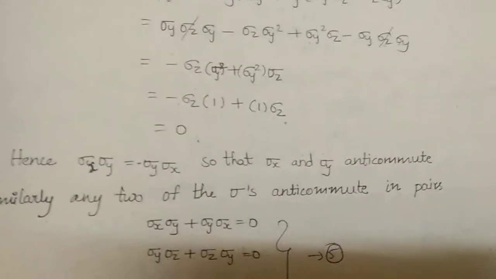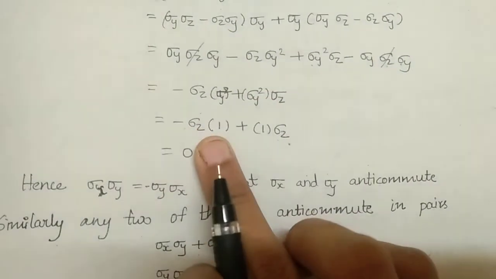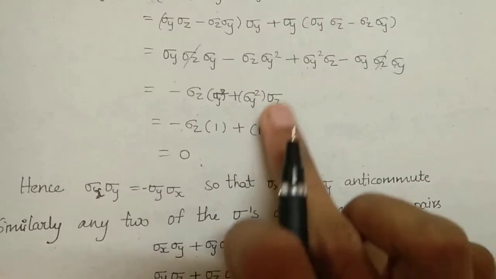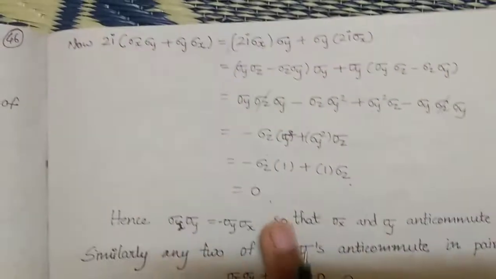All of them are equal to 1. So this will be 1, this also would be 1. So minus sigma z plus sigma z, both of them would get cancelled, and finally we would have 0. So this is nothing but 0.